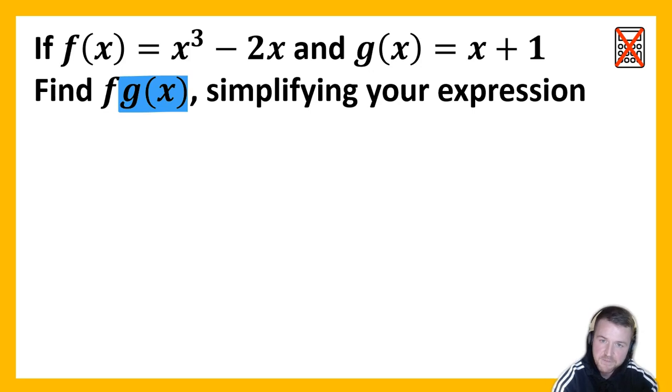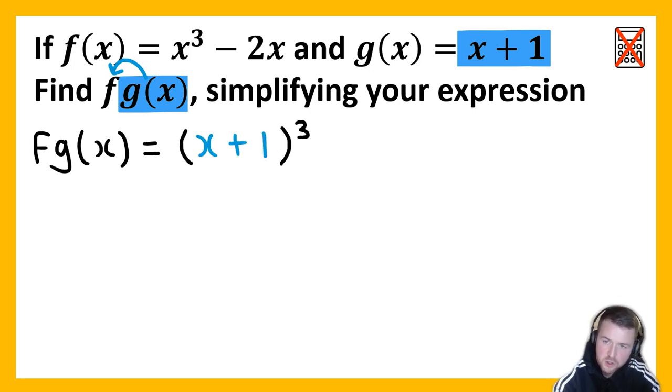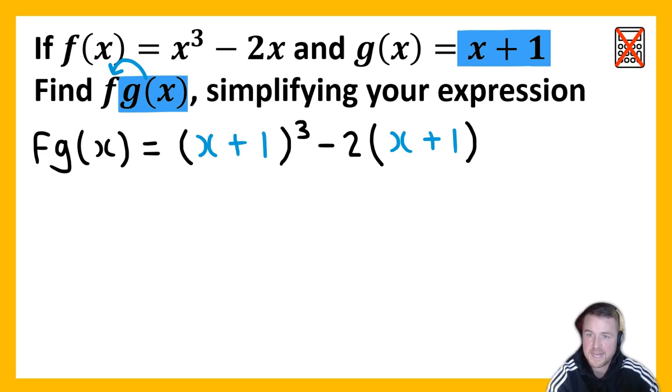I'll need to take the function of g of x and substitute this into the function of f. So each time I see x in my function of f, I'm going to replace this for x plus 1. So x plus 1 cubed minus 2 lots of x plus 1. I will be able to simplify by expanding and collecting like terms.